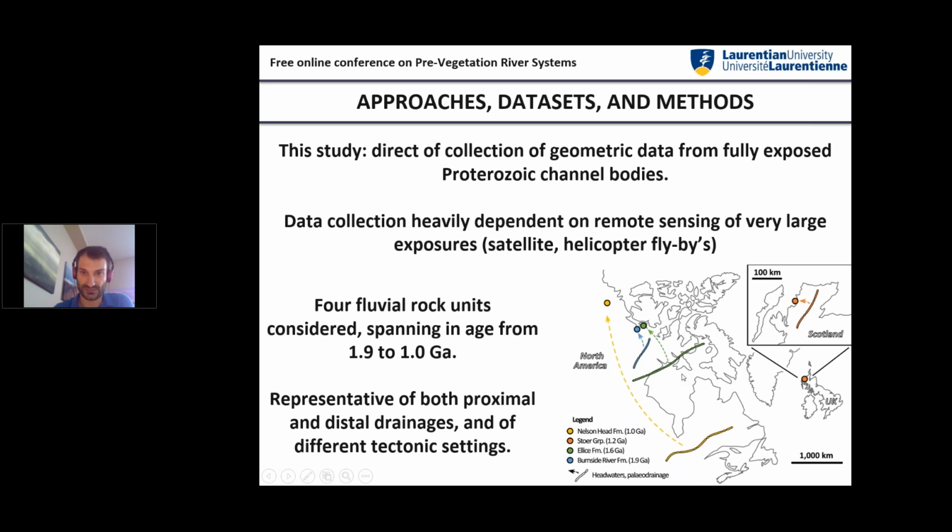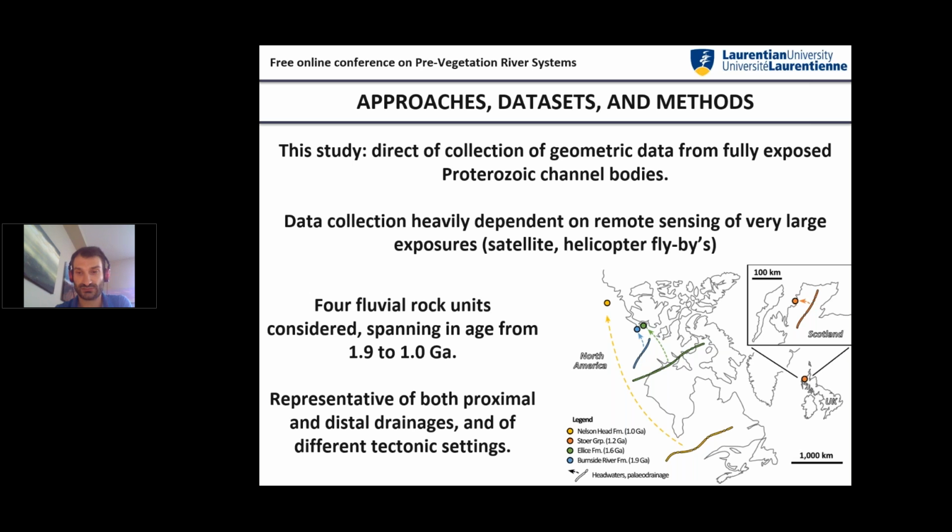So you can see in this image here at the bottom that the selected database derives from a rift basin in Scotland, 1.2 Ga, two intracratonic sag basins in the Canadian Shield in green and yellow, and a foreland basin, the oldest in the dataset. So the database spans from 1.9 to 1.0 Ga and is representative of both proximal and distal drainage, although, as I'll point out in the next slides, there is a bias towards proximal.